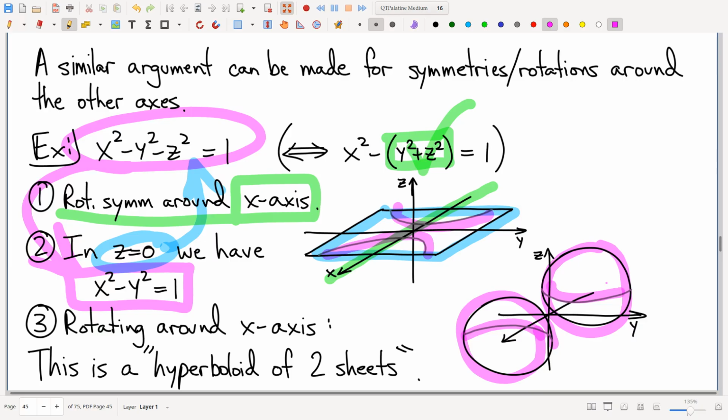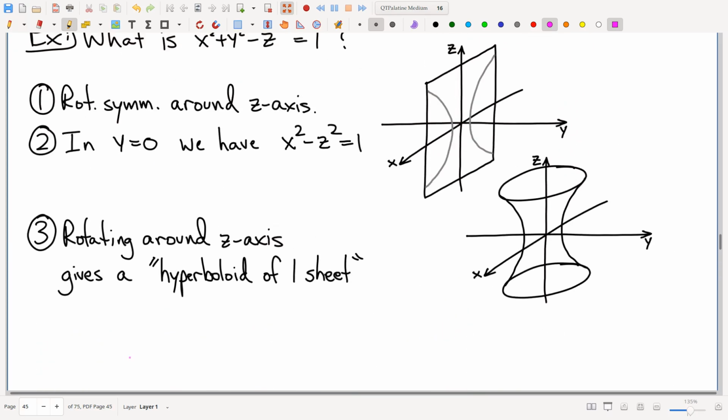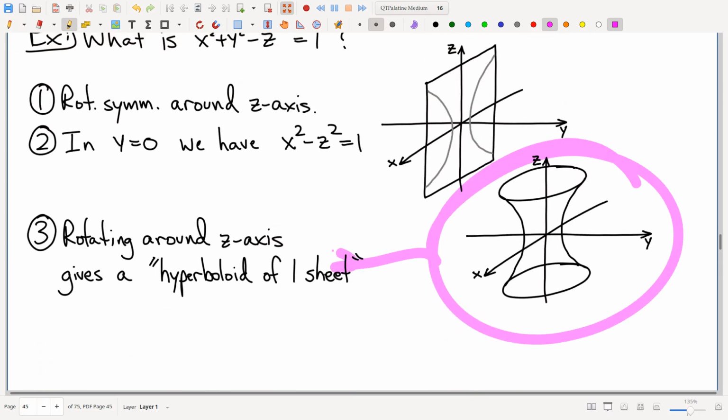Anyway, different surface. Still a rotation of a hyperbola. Still a hyperboloid. But you see, this one has kind of two disconnected chunks, you might call them. We call this a hyperboloid of two sheets to distinguish it from up here, hyperboloid of one sheet.